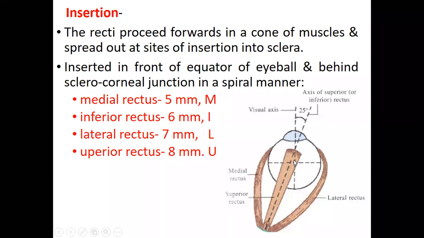Now insertion of these four muscles is in front of the equator of the eyeball. This horizontal line is the equator of the eyeball; insertion is in front of the equator, but behind the sclerocorneal junction. This line is the sclerocorneal junction. This whole white area is the sclera, and this light blue color is cornea. So insertion is in front of the equator, but behind the sclerocorneal junction.